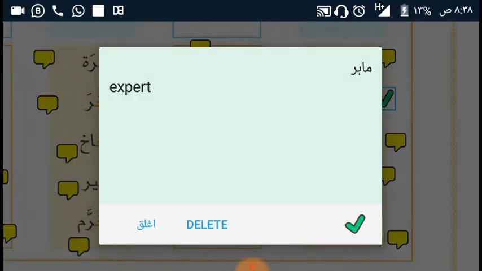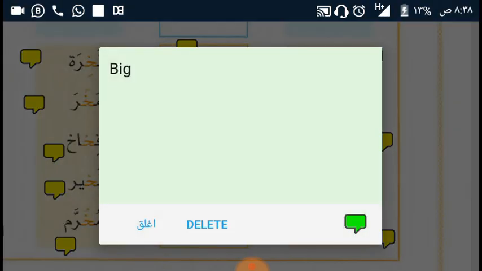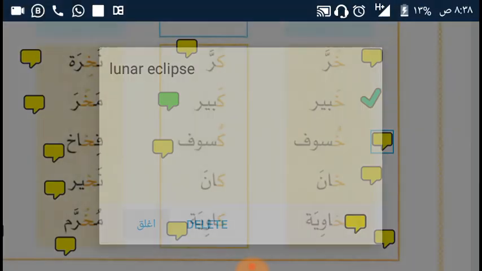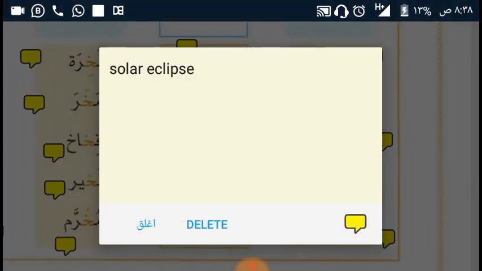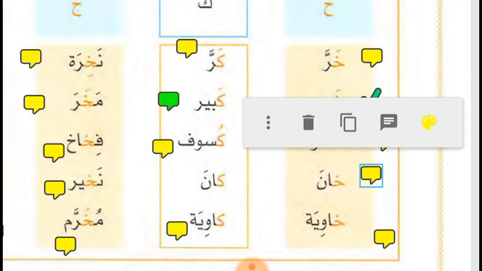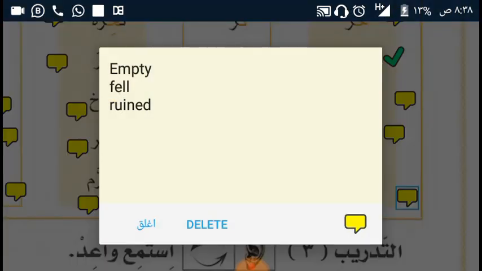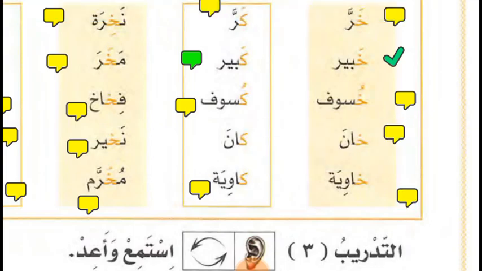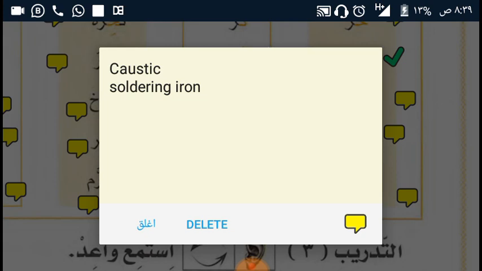Khabir means expert. Kabir means big. Khusuf means lunar eclipse. Kusuf, solar eclipse. Khana means betray. Khawiya means empty, or it also means fell. It also means ruin. Kawiya means caustic soda, and kawiya also means a machine called a soldering iron, which is used to join iron pieces.